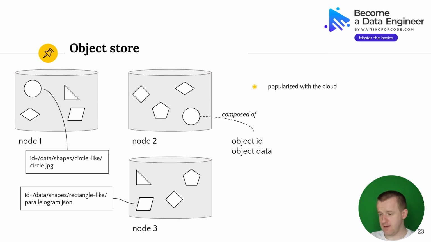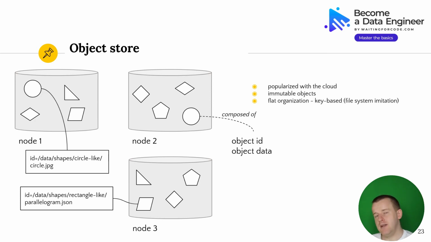So as I said, popularized with the cloud. The objects are immutable, so you cannot, for example, change a row in the middle of each file. You will always need to get the file first, manipulate it, and write with the same name. The flat organization, so it's not a file system, it's an object store.